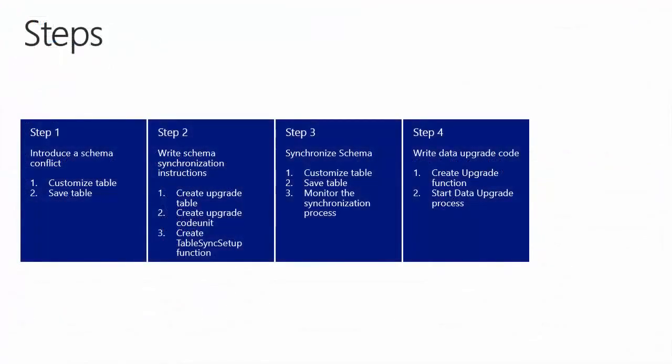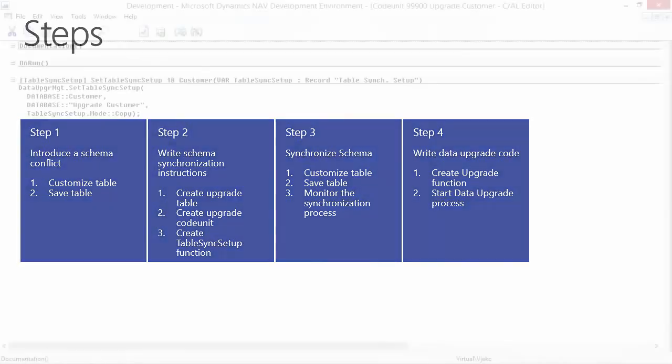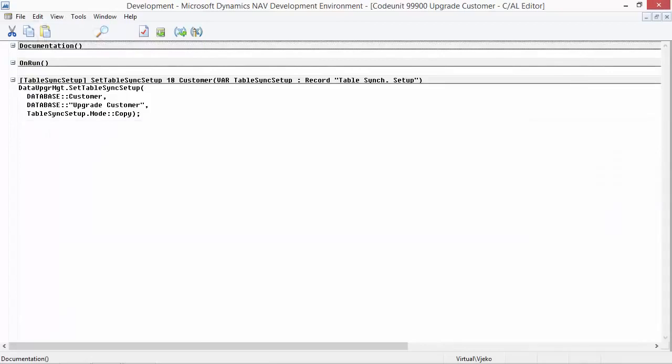Now that we have moved any conflicting data out of our original customer table, we are ready to write the data upgrade code, which will move the data back. Writing the upgrade code is very simple. It basically does not differ at all from how you would write the upgrade code in the earlier versions of NAV for the upgrade projects.